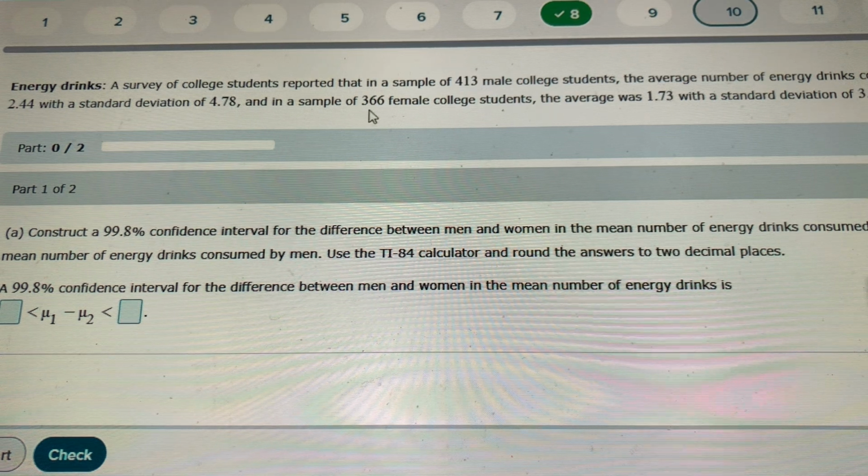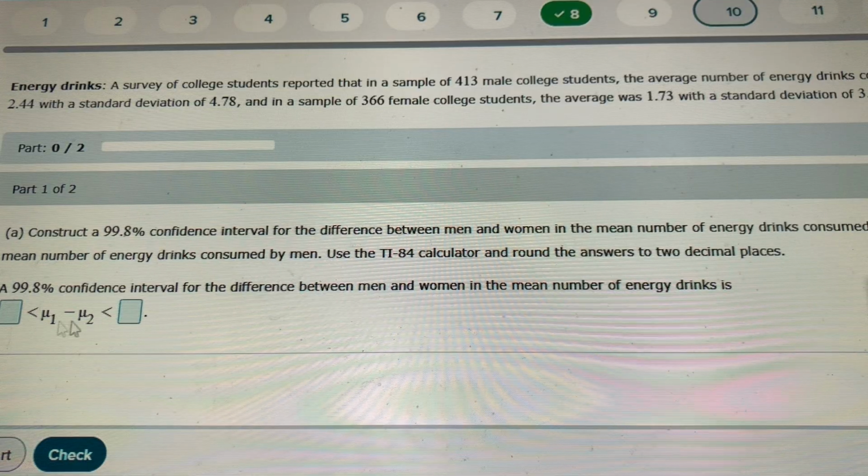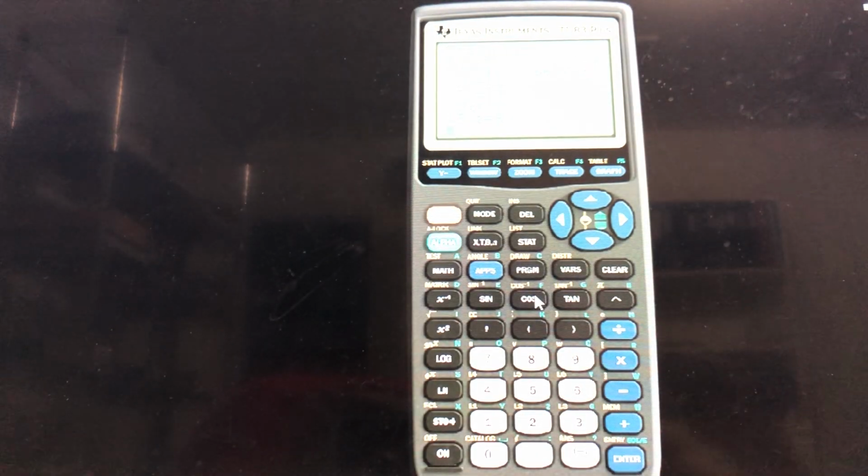Then there's a sample of 366 female college students, and their average was 1.73 with a standard deviation of 3.31. So that means that's another sample standard deviation there. And we're trying to do the difference in means for a confidence interval, 99.8% confidence interval for the difference between the men and the women. So this is exactly the same kind here.